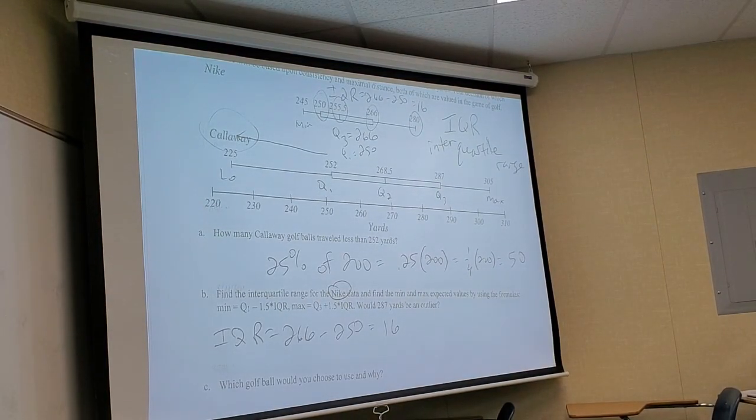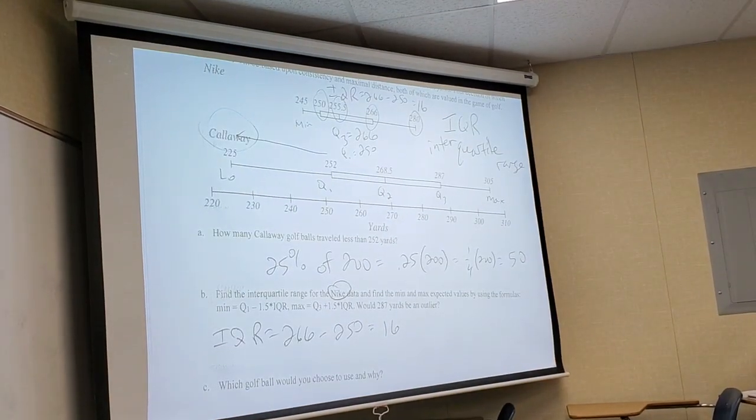Does that make any sense? Half of the data is in that box. So if I get far enough away from the box, I'm an outlier. If half of the heights are between 5'4" and 6'2", and you're 7'7", you're an outlier. Nothing's wrong with you. You're just not something we normally would see.